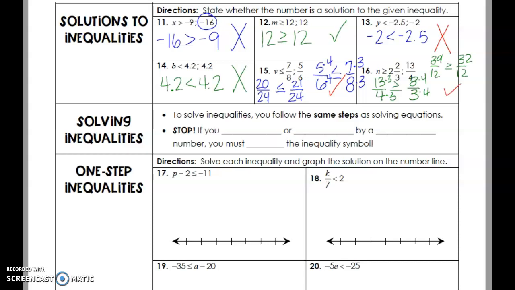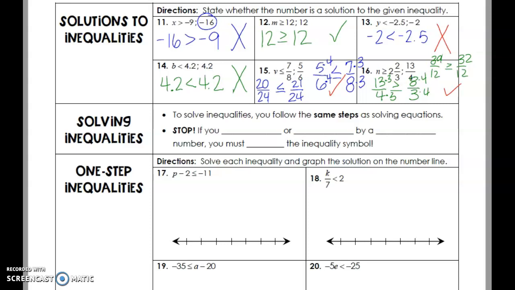Looking at number 12, if we replace m with 12, 12 is greater than or equal to 12. So that statement is true. On number 14, we're replacing b with 4 2/10. 4 2/10 is not less than 4 2/10. So that statement is false.